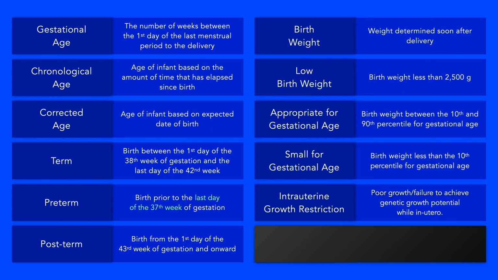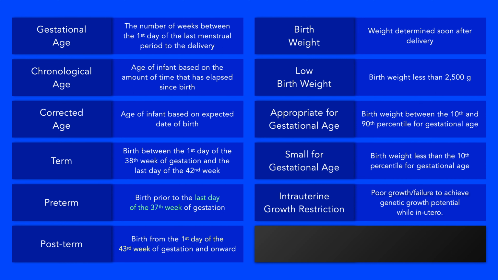Intrauterine growth restriction refers to poor growth or failure to achieve genetic growth potential while in utero. Most intrauterine growth restricted babies will be small for gestational age, but the two terms, small for gestational age and intrauterine growth restriction, are not synonymous. For example, a baby may not be small for gestational age, but may still have features of malnutrition at the time of birth, and thus be considered intrauterine growth restricted.